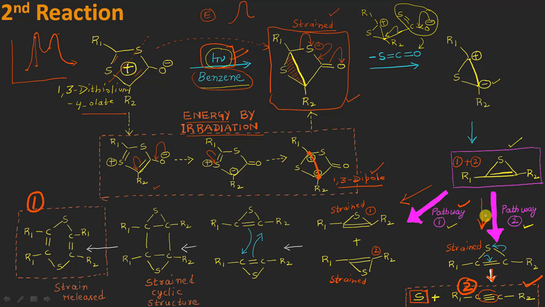So we have just seen what will be there in the second pathway and how we will end up with this type of triple bond containing molecule plus elemental sulfur. And now we are talking about the second pathway here, in which the reorganization of the bonding electrons will take place in this way, right?